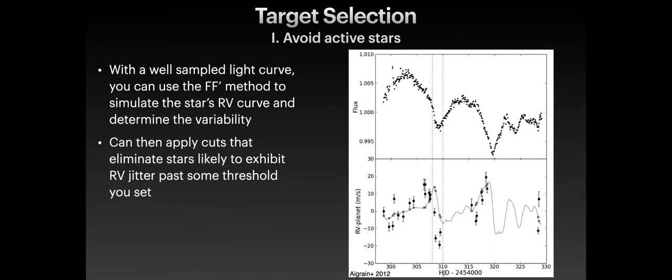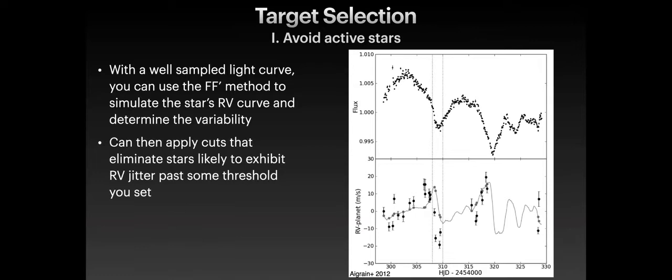For stars where you have photometry in hand and are deciding whether or not to pursue RV follow-up, you can use the FF-prime method that's described in the Aigrain 2012 paper to get an estimate of the star's RV jitter. In this case, the MOST light curve that was obtained for HD 189733 is shown in the top panel, and the observed and simulated RVs are compared in the bottom panel.